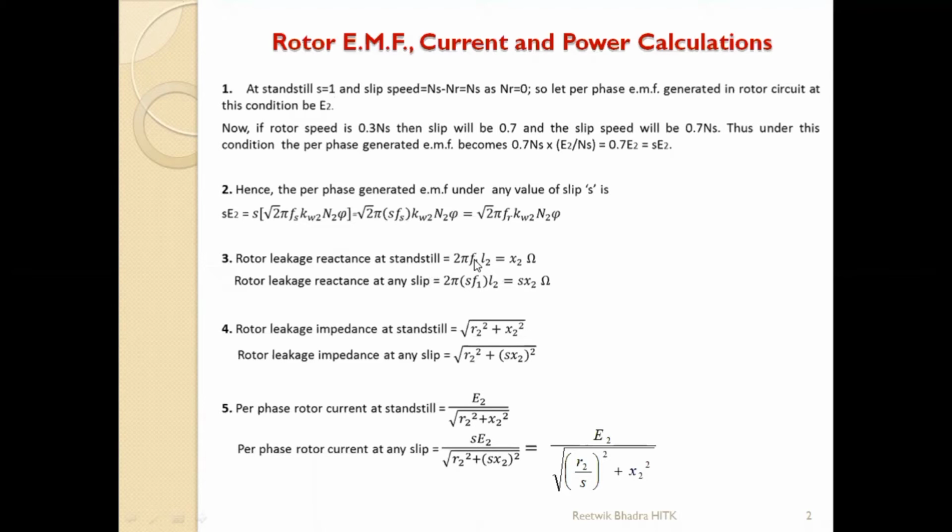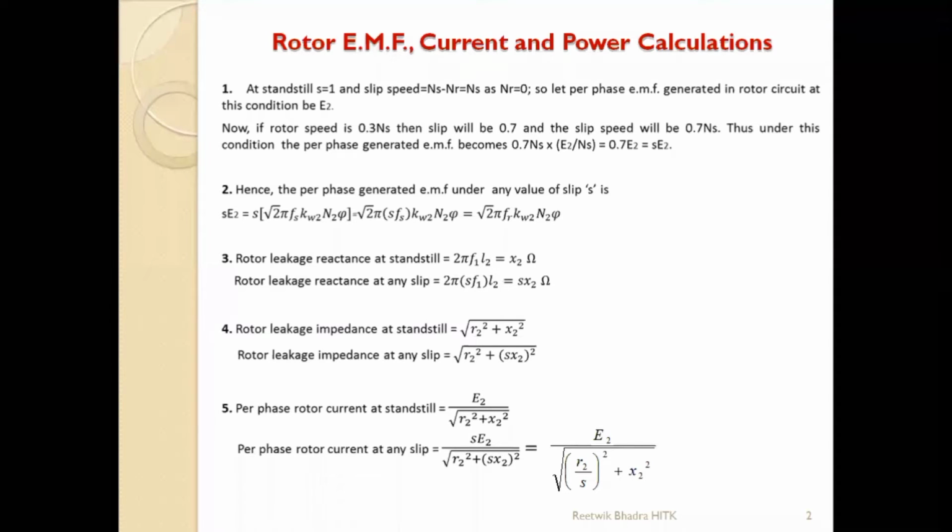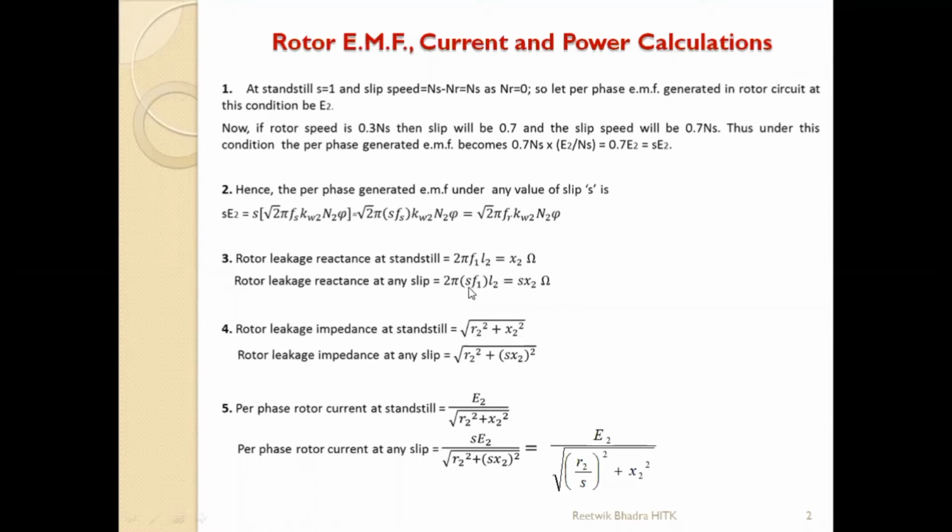So instead of Fs, I have used F1 over here. F1 and Fs are the same. Please go by this rule. And F2 and Fr are the same. F1 means supply frequency, Fs means supply frequency, Fr means rotor current or EMF frequency, and F2 also means the same. So 2 pi S F1 L2, since S is 1, this becomes 2 pi F1 L2, and that is nothing but X2 in ohms. Similarly, at any value of slip, whereas at standstill S was 1, that S will be there in the equation.